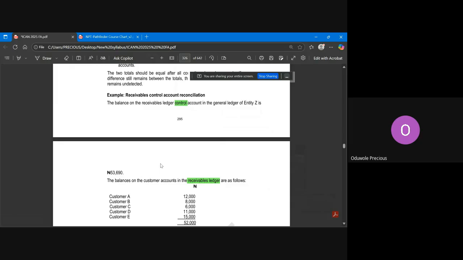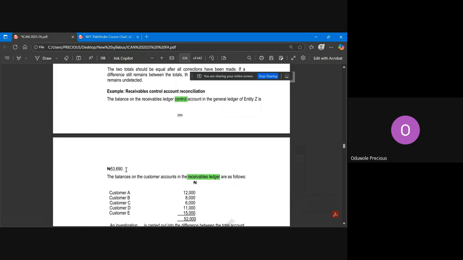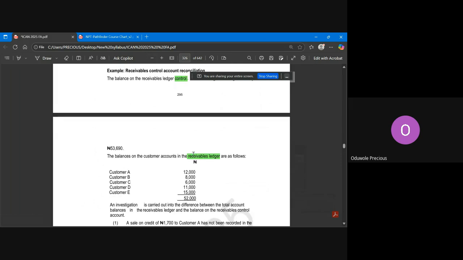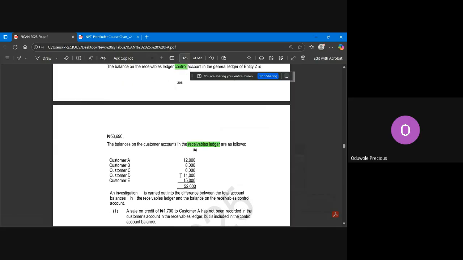So the amount in our control account is 53,690. The amount in our receivable ledger is 52,000. That means there is a discrepancy, an inconsistency. So the difference here is 1,690.